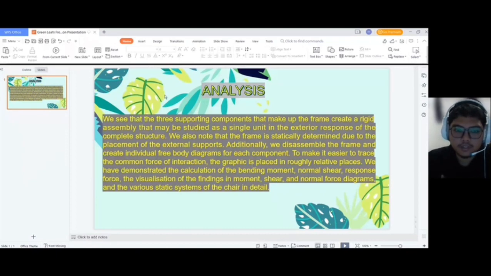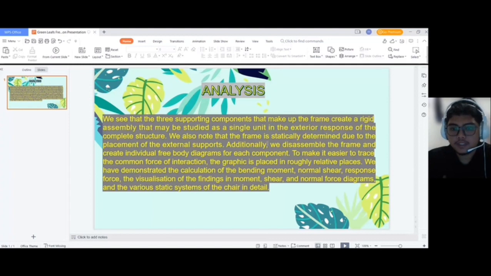Today I want to talk about the analysis of this project. So for this project, you can see that the three supporting components that make up the frame create two rigid assembly that may be studied as a single unit in the exterior response of the complete structure. We also note that the frame is statically determined due to the placement of the external supports.